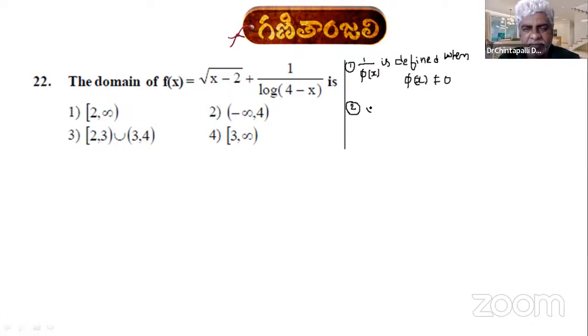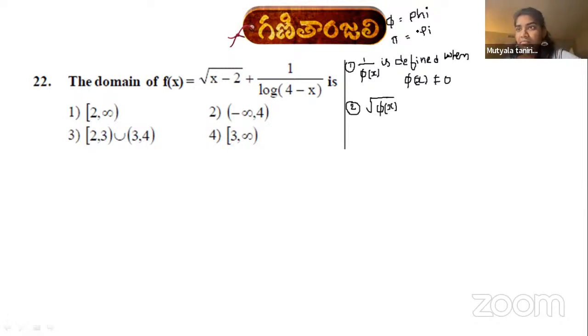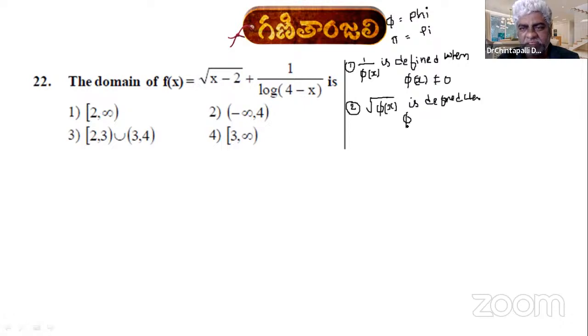Second point, the square root of some function, let that function be phi of x. You know how to read it? It is read as phi. You know what is pi? It is pi. That is phi, right? See, root of phi of x is defined when this must be greater than or equal to 0.